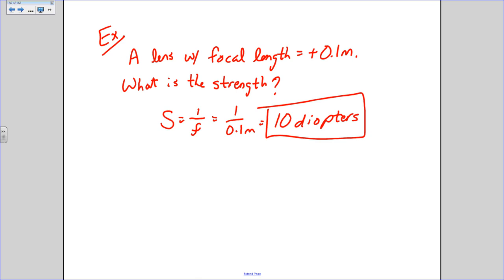All right, that equation will be on your equation sheet, but you'll need to know how to calculate the strength of a particular lens. As I said, this is also often called the power of a lens, but we won't use that word just because we've already used power to refer to energy per unit time.